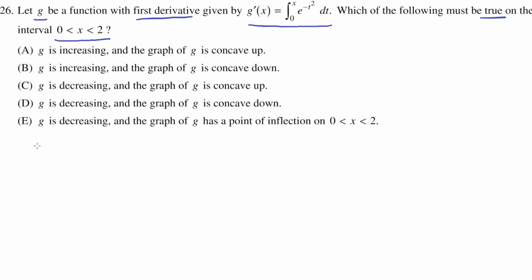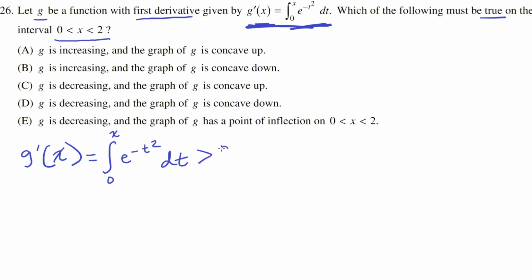So to determine whether the function is increasing or decreasing, we have to look at the first derivative of g of x. And they gave us the first derivative. It's this integral here from 0 to x of e to the negative t squared dt. Just by looking at this integral, we can determine that it is always going to be positive, because inside is e raised to the negative t squared, and we know this is always going to be greater than 0, because an exponential function with base e raised to some power, no matter what value we plug in for t, will always be positive.